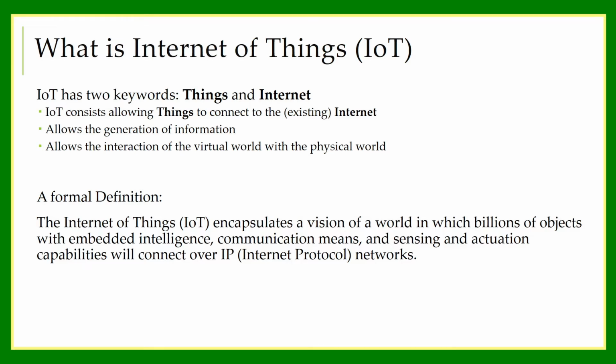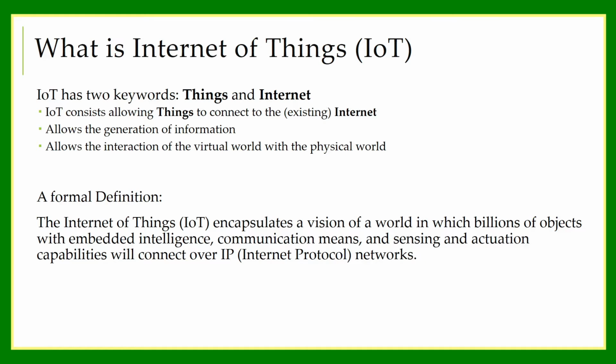So first of all, let's see what the Internet of Things, or IoT, is. IoT has two keywords, as you can see: things and internet. IoT consists of allowing things to connect to the existing internet. Now these things are basically microcontrollers or any electronic device that is able to gather information about any parameter and communicate over the internet. IoT allows the generation of information and the interaction of the virtual world with the physical world. Here the virtual world is what you can see on your tablet, PC or smartphone, and the physical world is the one that we live in.